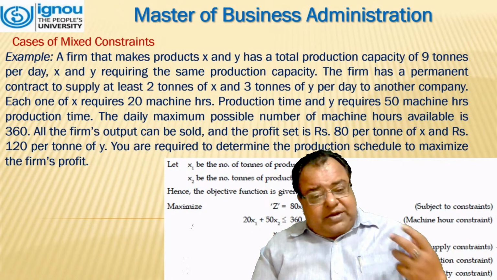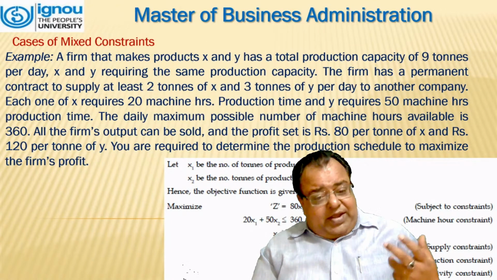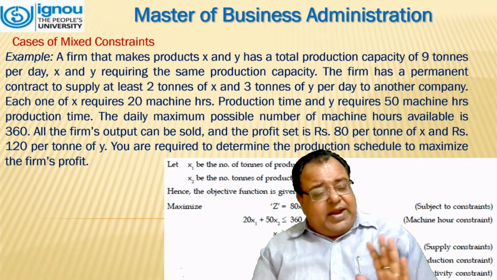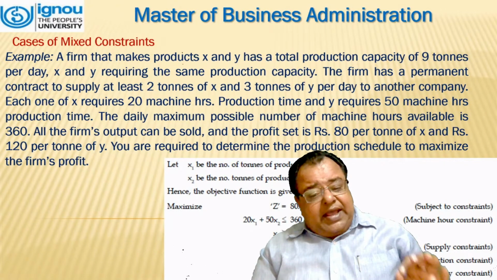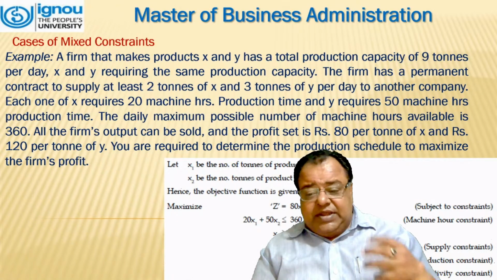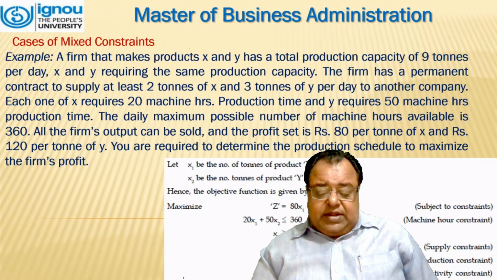Similarly, production cannot be negative. We are talking about the production; the production in both X1 and X2 cannot be negative. So that means X1 and X2 both are greater than or equal to 0. These are the non-negativity constraints.